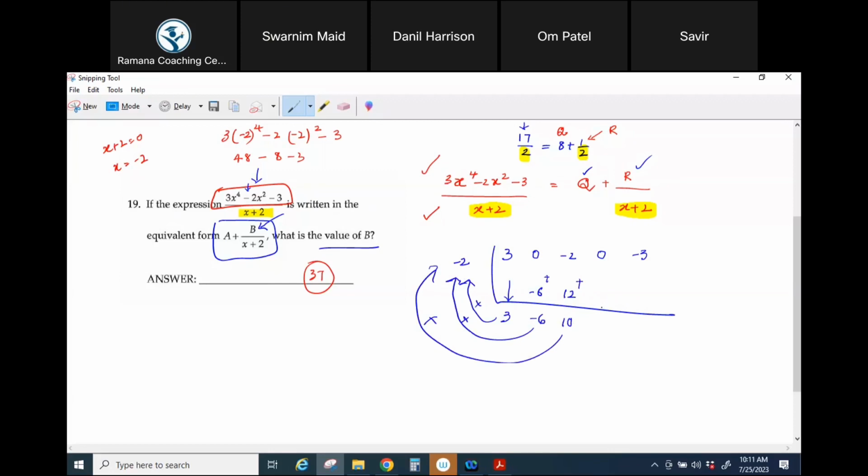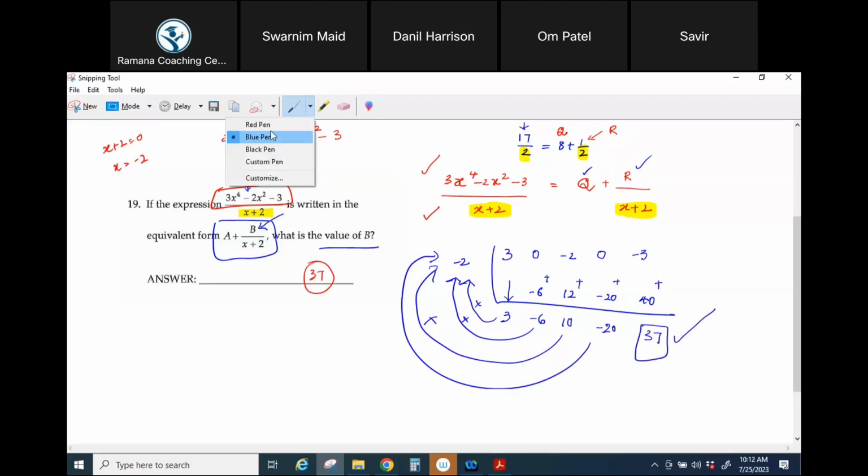Something is missing. Okay, maybe let's see. Negative 20, am I right? Plus, what do you get when you add them? Negative 20 times negative 2 is 40. What is 40 minus 3? 37. There you go. That's your remainder. That's exactly what we got, right? That's exactly what we got.